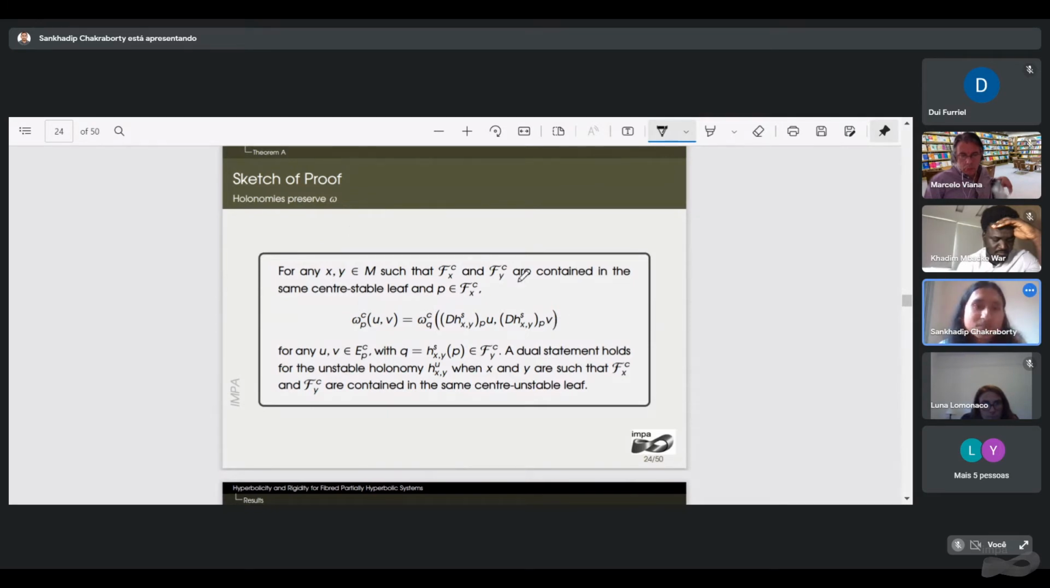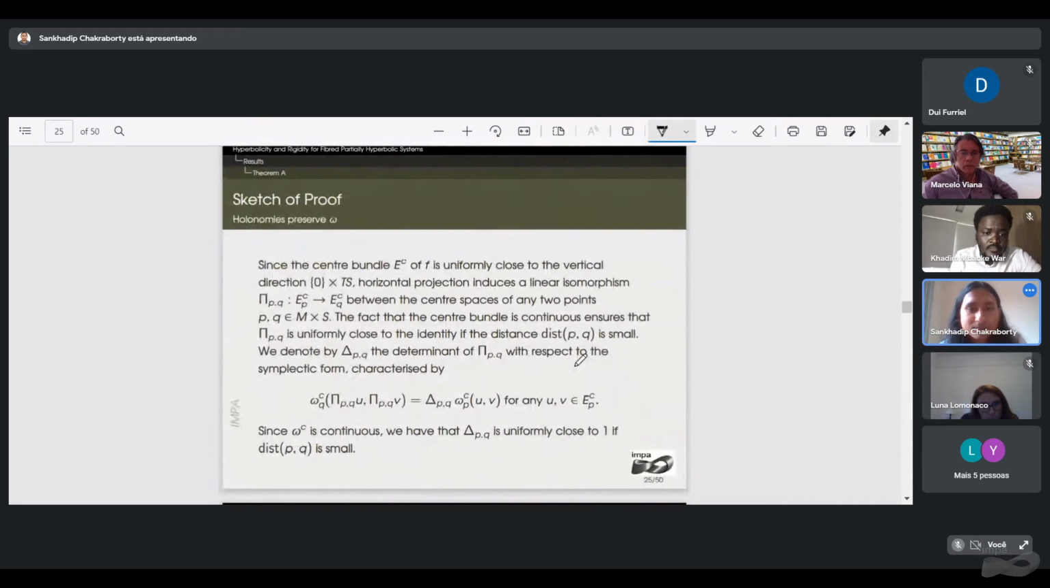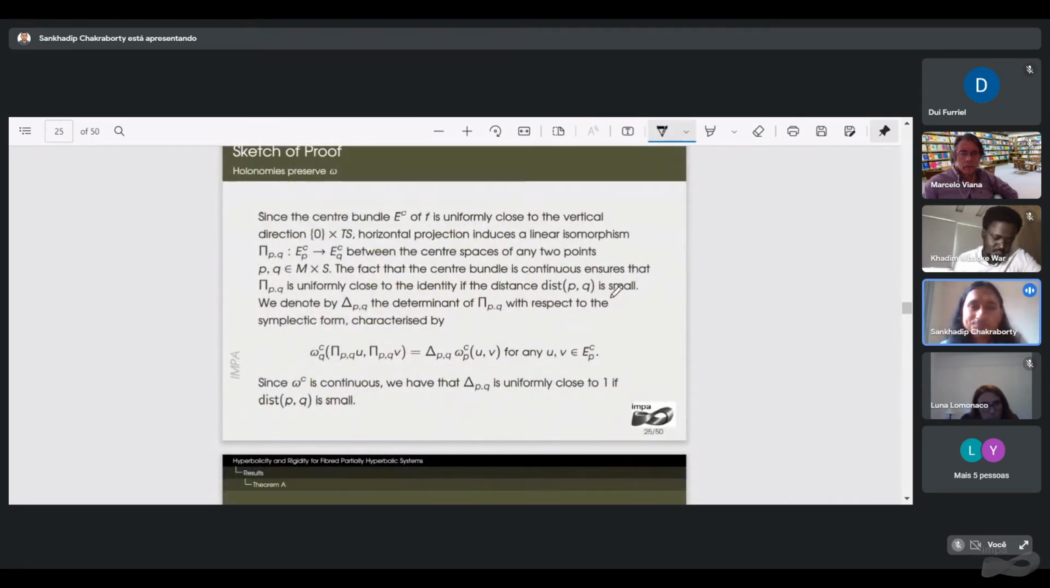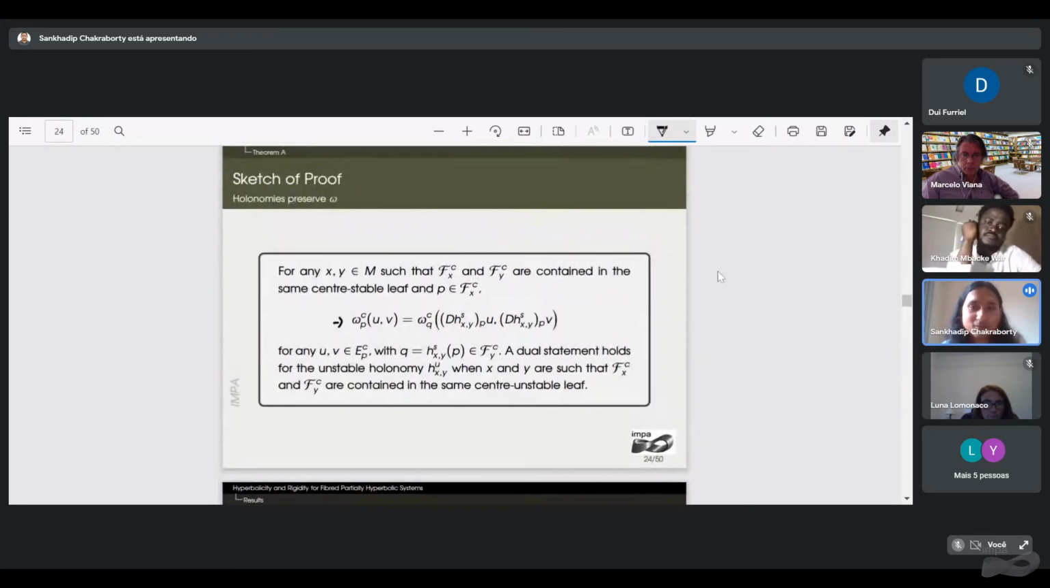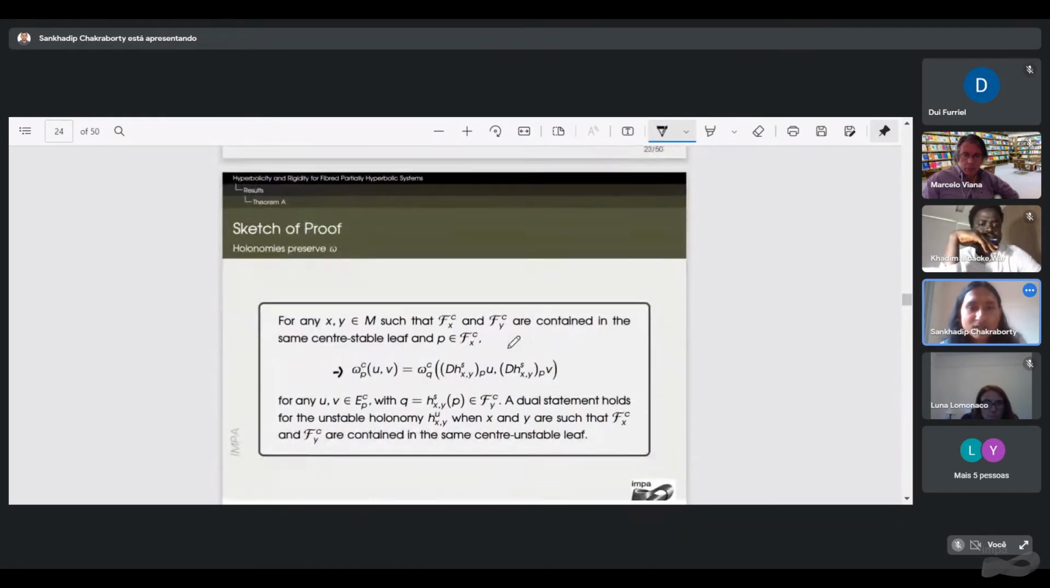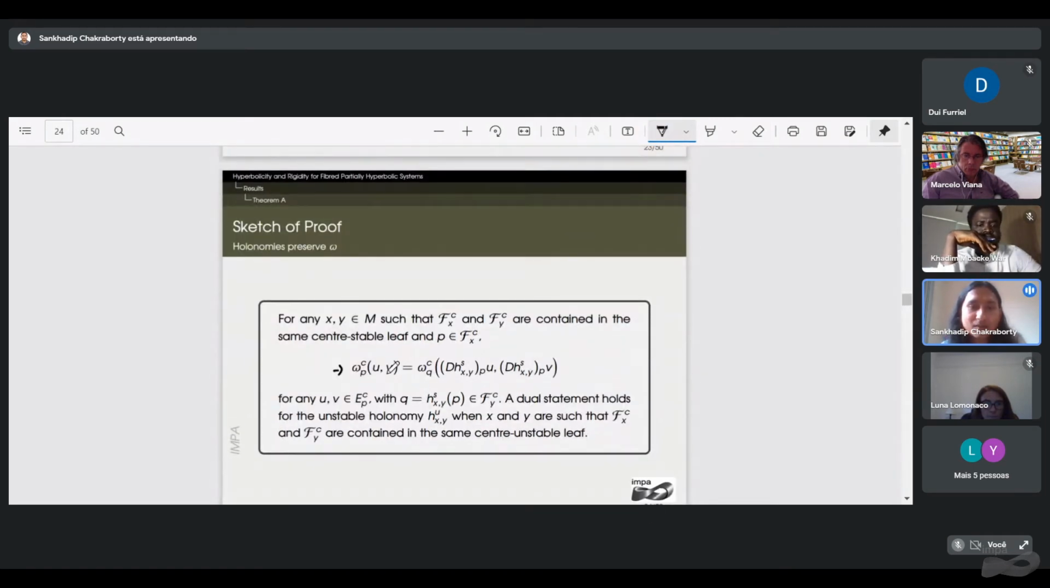So first result: the holonomies preserve the symplectic form omega, or in other words, in symbols, this. Here it's stated in terms of the stable holonomies. It can be stated in terms of the unstable holonomies as well. That's not very hard to see. I think I should skip this for the time being because I don't have a lot of time left. I will explain this if I have time left afterwards. So the first result is that omega is preserved by the holonomies.